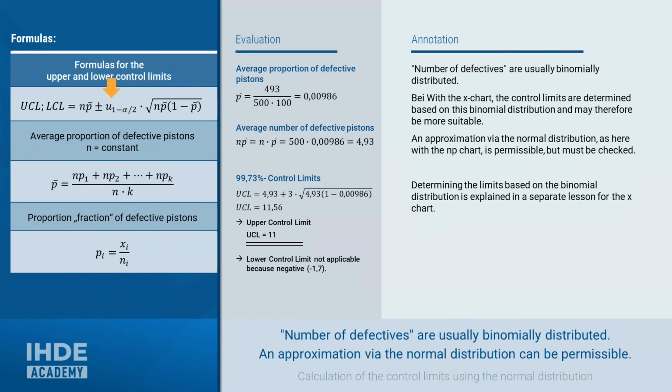With 3 for U, P bar, an average proportion of defectives of 0.0098 and the mean sample size of N equals 500, the value 11 is calculated for the upper control limit. A negative value is calculated for the lower control limit. Therefore, the lower control limit does not apply here.